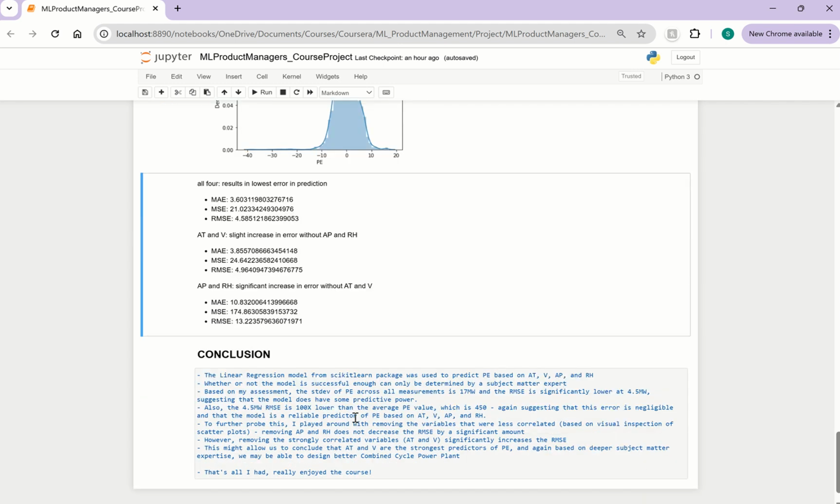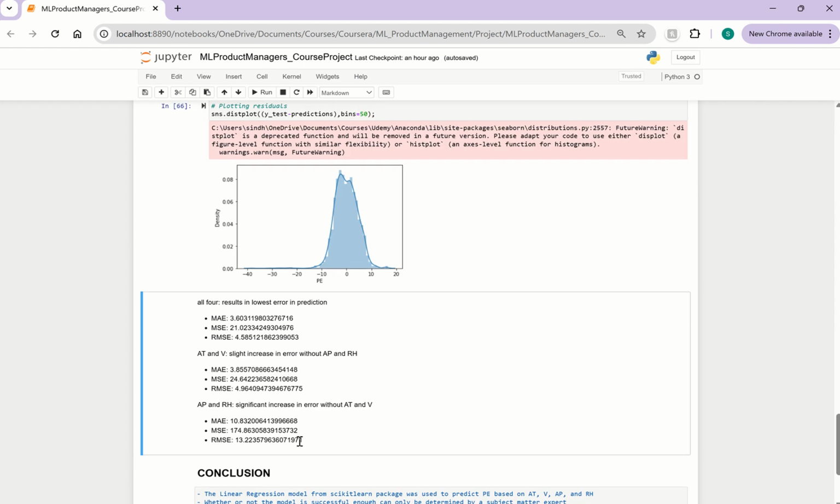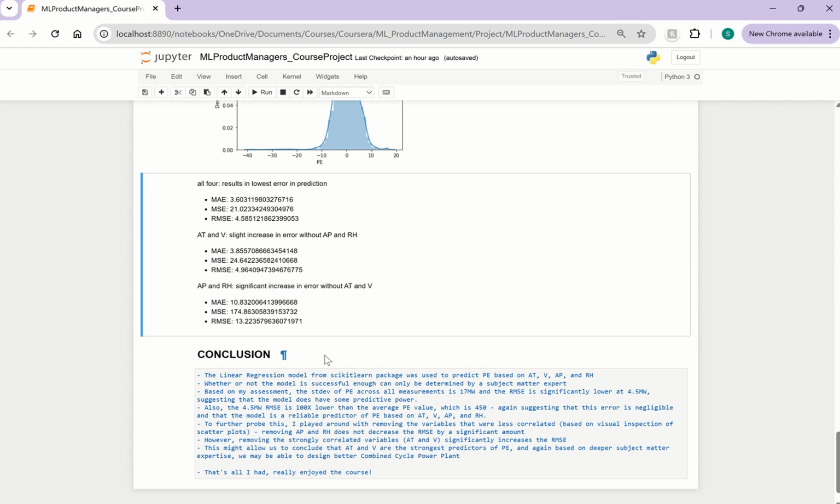The last thing that I want to say is that the linear regression model from the scikit-learn package was used to predict output energy based on AT, V, AP, and RH. Whether or not the model is successful enough can only really be determined by true power plant subject matter experts, but based on my assessment, the standard deviation of PE across all measurements is 17.5 megawatts, and the root mean squared error is significantly lower than that at 4.5 megawatts, suggesting that the model does have some predictive power.